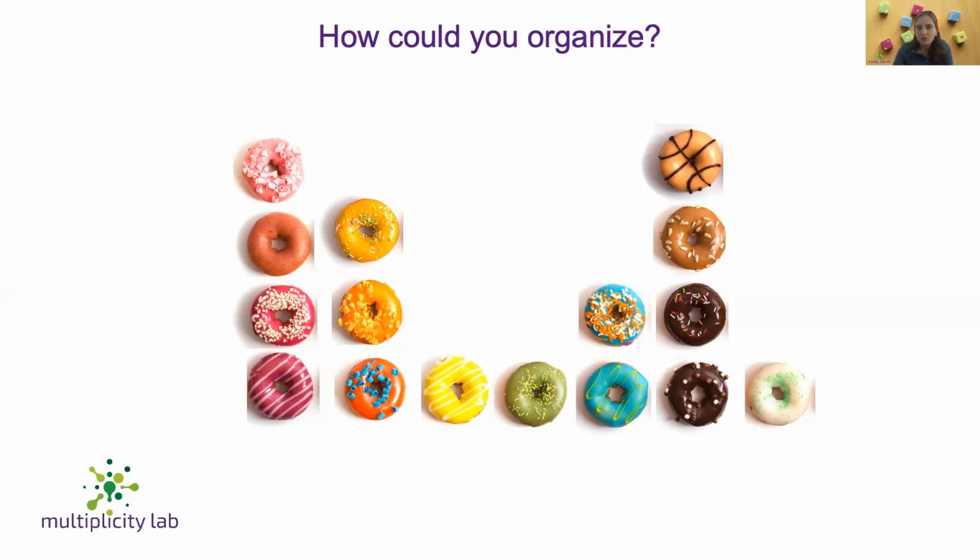Grouping by attributes is just the beginning. How we organize the donuts can help us answer questions like, what is the most common donut color? What are the most common toppings? Or do donuts have stripes? Do more donuts have stripes or no stripes?